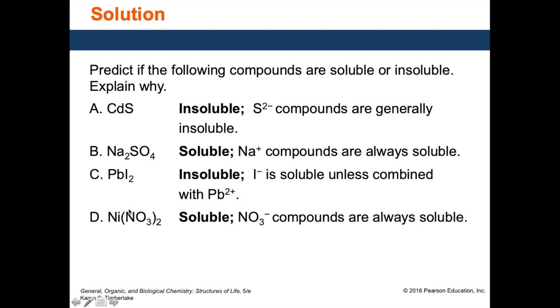And then finally, we have nickel(II) nitrate. Again, as soon as you see that nitrate in the formula, that should immediately pop out like, oh, this is a soluble salt. Anything with nitrate is going to be soluble. It doesn't matter what the cation is. As soon as you see nitrate as your anion, boom, you know the answer is going to be soluble.